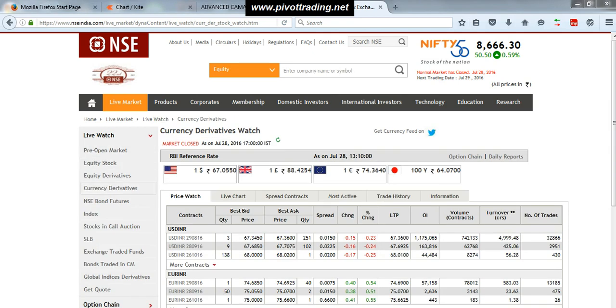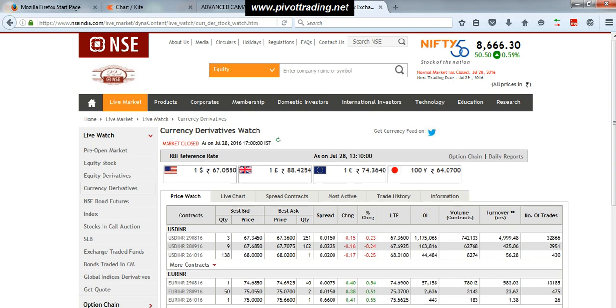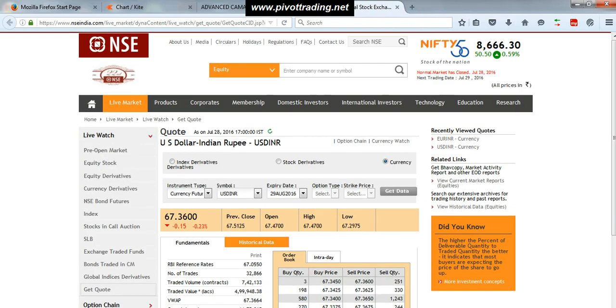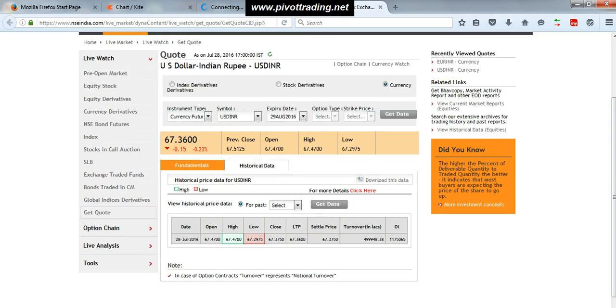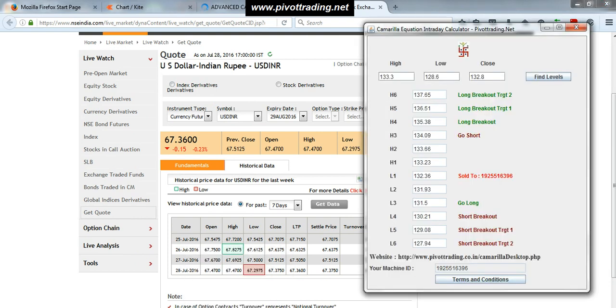So what we can do is go and look for the currency derivatives. You can go to the live market, and here you can look for the currency derivatives, and we can open one of the contracts. Let's say this is for the month of August. Again, here we will come to the historical data. We select the data of the last few days to get the previous day high, low, close. So the previous day here is 27 July, so it is 67.6925.